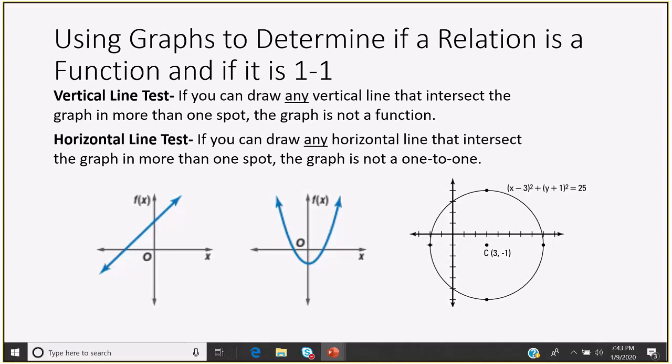And very similar, the horizontal line test: if you can draw any horizontal line in your graph and it intersects your function in more than one spot, then it is not one-to-one.